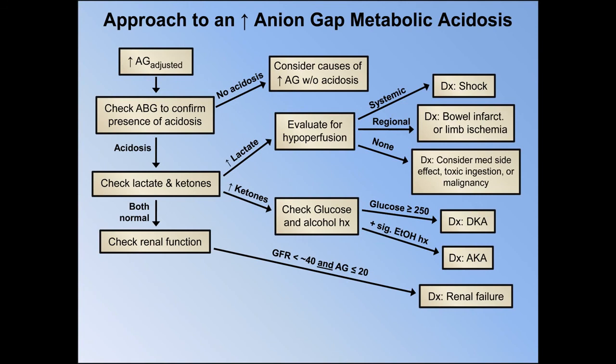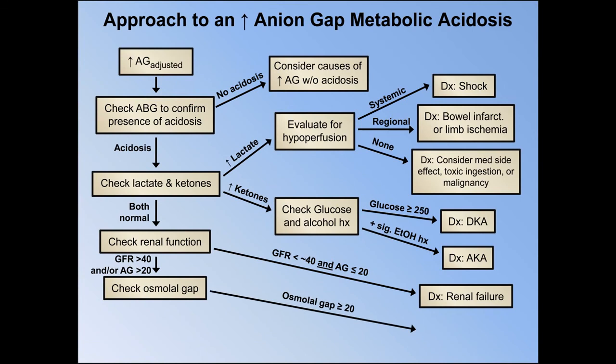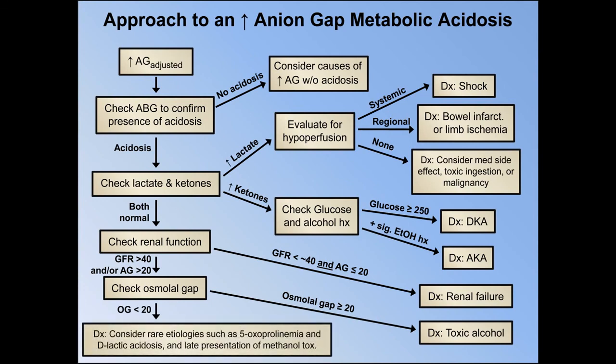However, if either the GFR is greater than 40 or the anion gap is greater than 20, check the osmolar gap. If that is greater than 20, you may be dealing with a toxic alcohol. If the osmolar gap is less than 20, consider rare etiologies as well as a late presentation of methanol poisoning.